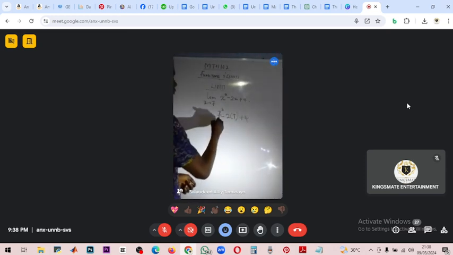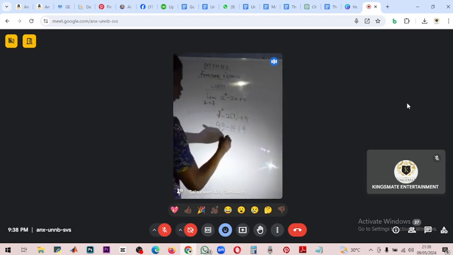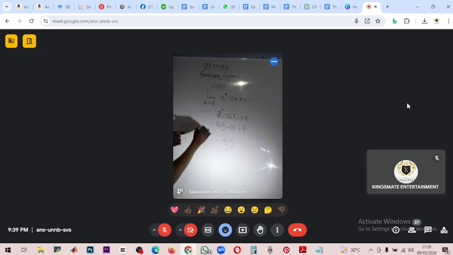That is what? 49 minus 14 plus 4. The answer is going to give me 39. So that is the limit. The limit of this function as it approaches 7 is 39. That means if this function is f of x, then f of 7 is 39. It's because the function is continuous actually.